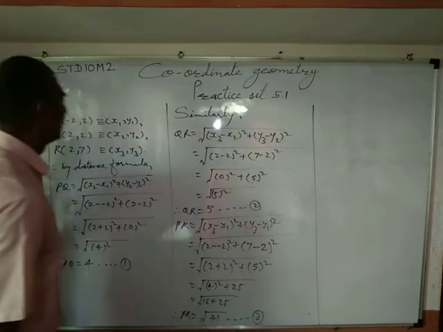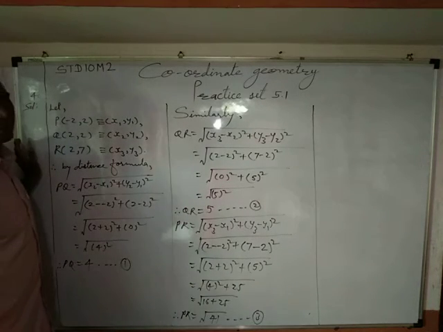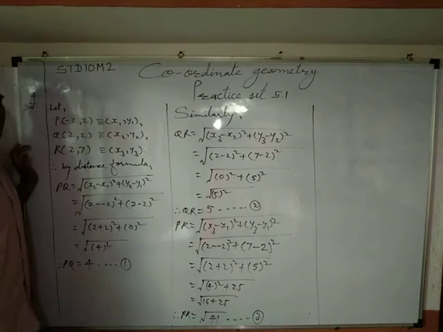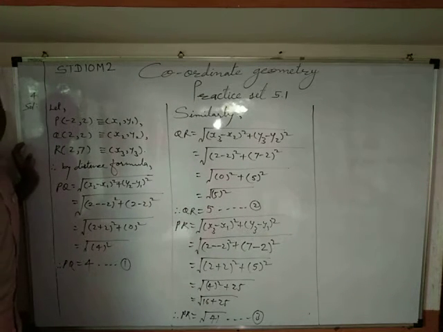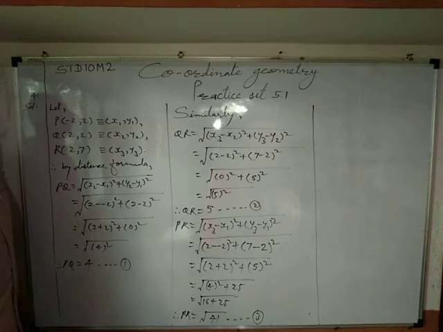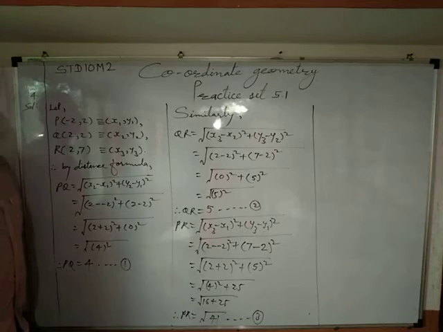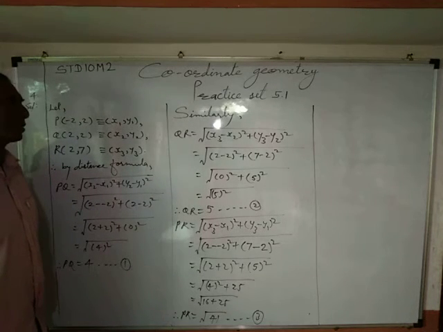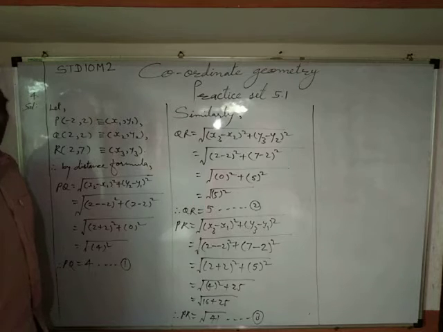Equation third. We are interested to verify whether these are the vertices of a right angle triangle or not. For that we need to apply the converse of Pythagoras theorem, which means we have to check whether the square of the longest side is equal to the sum of the squares of the remaining smaller sides or not.